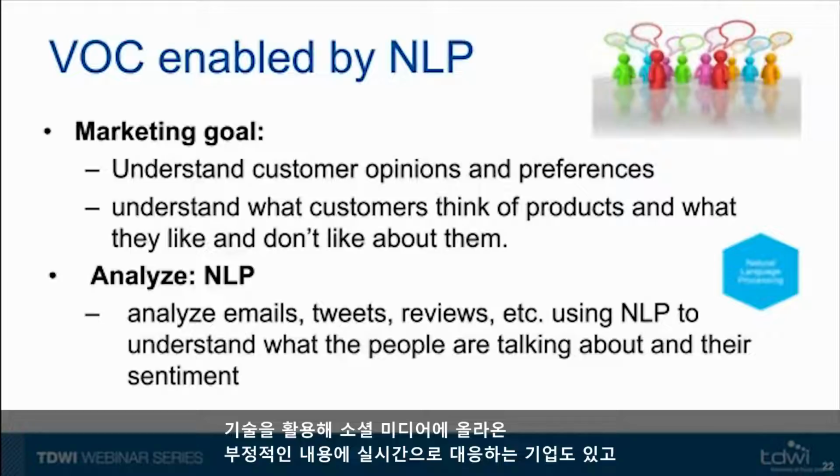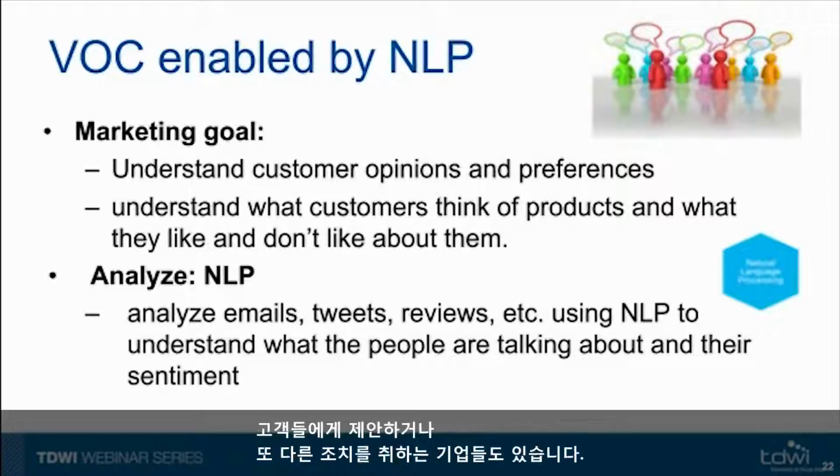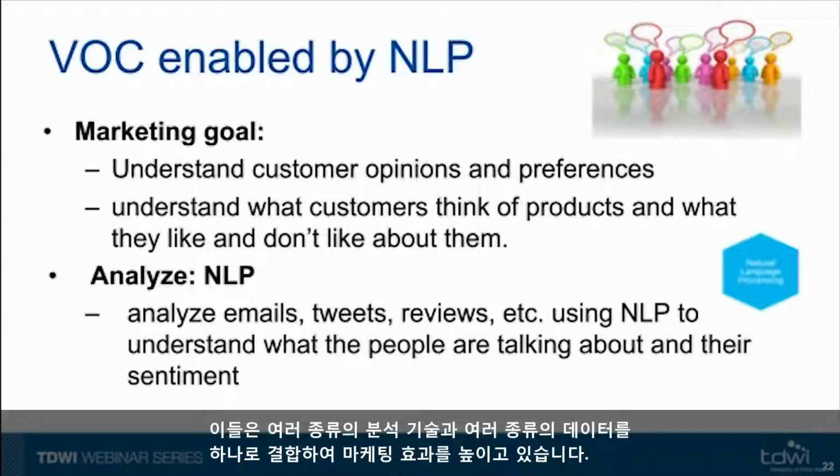So some companies are using technologies to respond to negative social media in real time. Other companies are blending this text data from these social channels with other data about their customers to be able to provide them an offer or take another next best action. So they're combining multiple kinds of analytics, multiple kinds of data, and multiple kinds of analysis together to be more effective in their marketing.